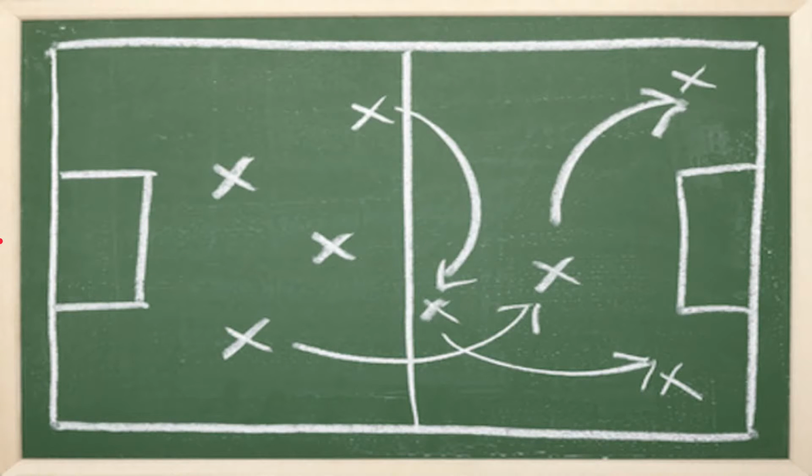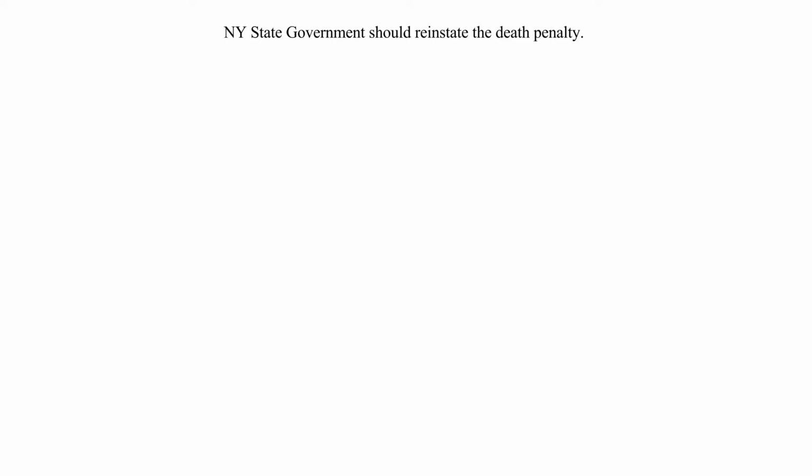Let's talk about one of the most important concepts in debate strategy, the difference between offense and defense. And what we're going to do is look at one particular example in order to get at the bigger picture. First of all, let's say that we have a topic. The New York State government should reinstate the death penalty.